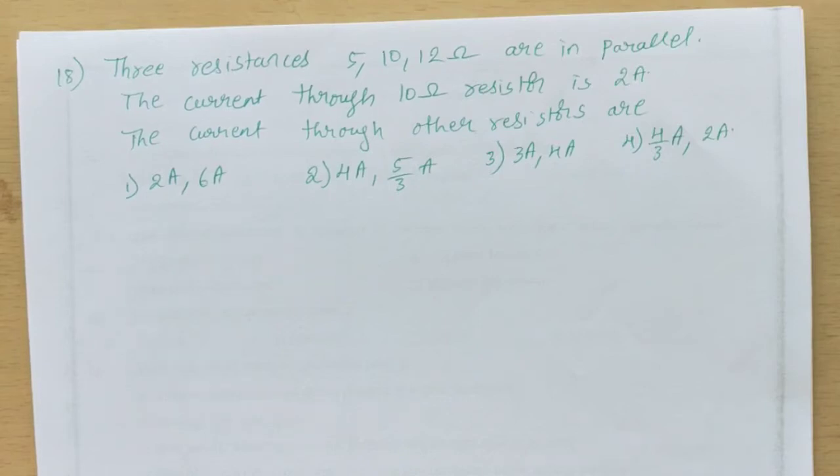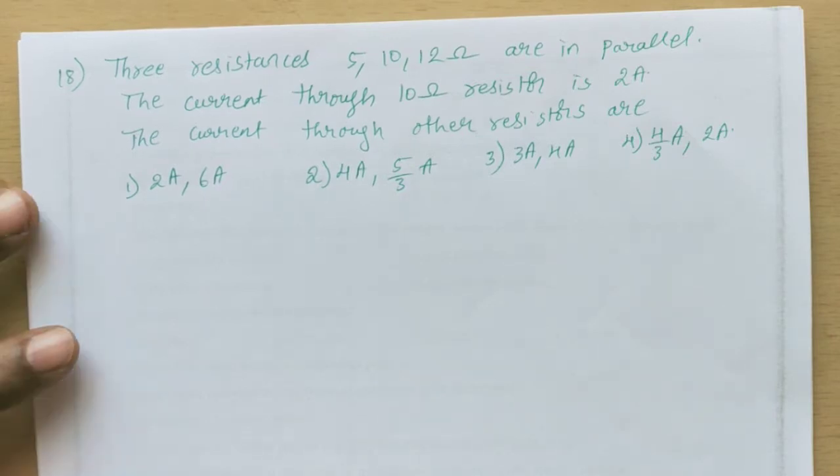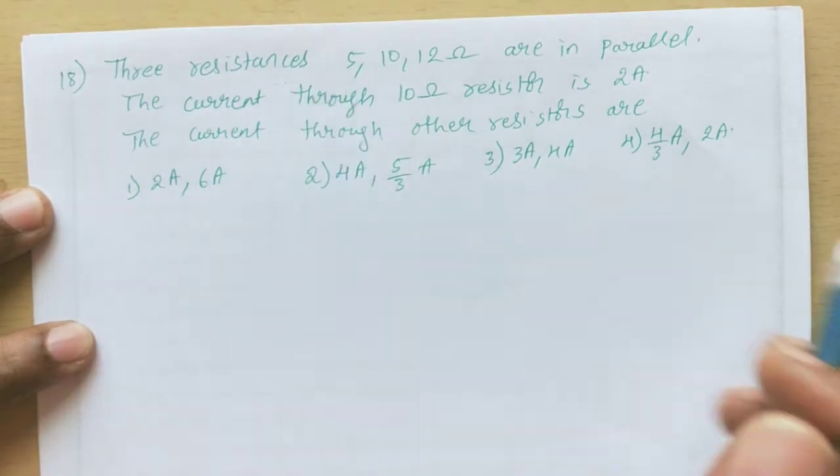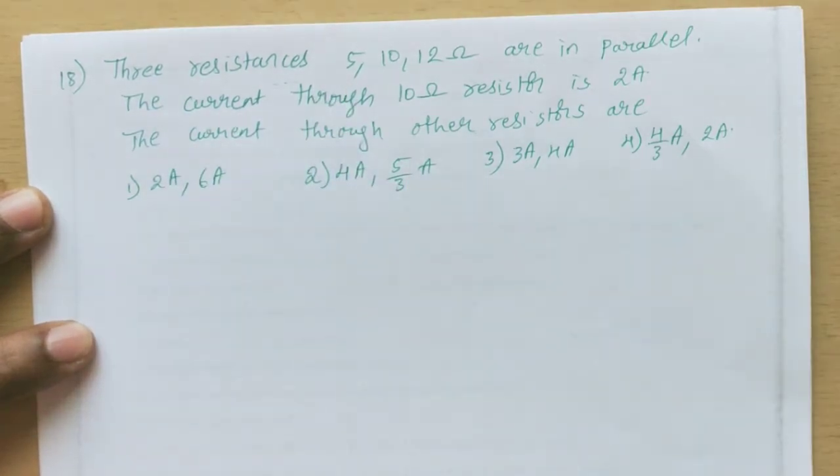Good morning students. Now we are going to do a few more problems based on that electricity chapter only. Here the problem is given as: three resistances 5, 10, 12 ohms are in parallel. The current through the 10 ohm resistor is 2 amperes. The currents through the other resistors are?